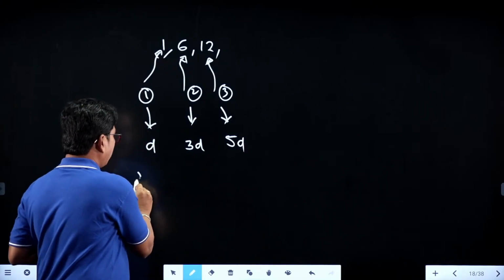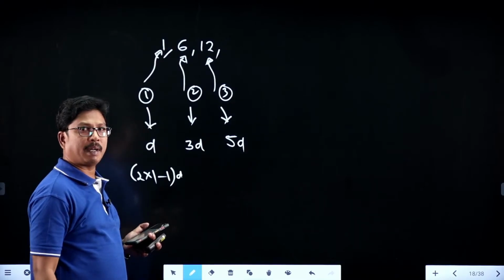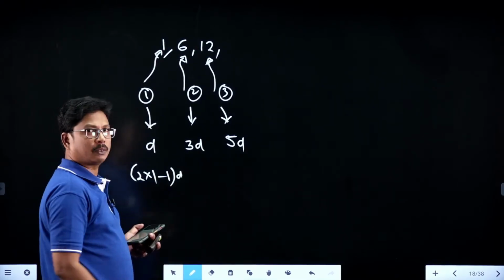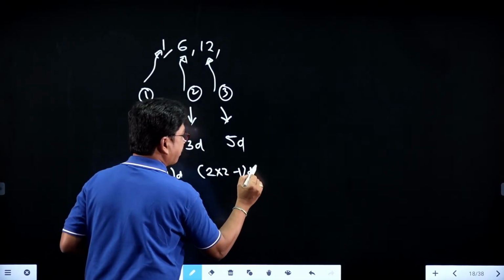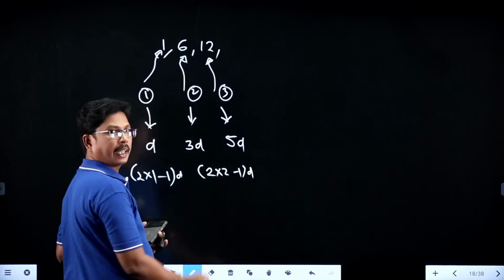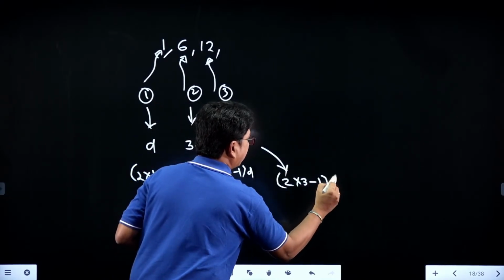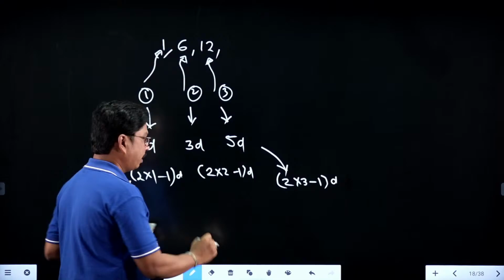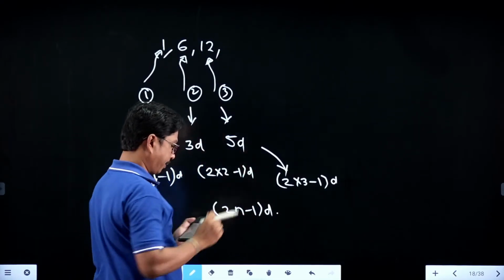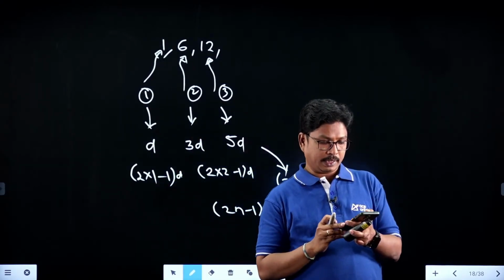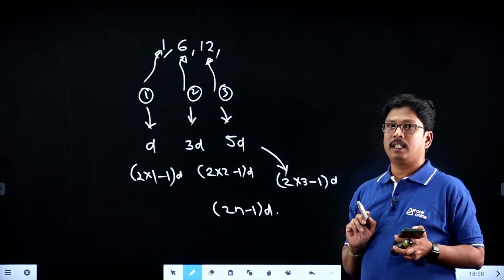Please check it. 2 into 1 minus 1 into D. So that 2 minus 1, what is 1D? Here it is 2 into 2 minus 1 into D. That is 4 minus 1, 3D. And here it is 2 into 3 minus 1 into D. That is 5D. So for n layers it is 2n minus 1 into D, when we are considering the first conductor is also a layer.